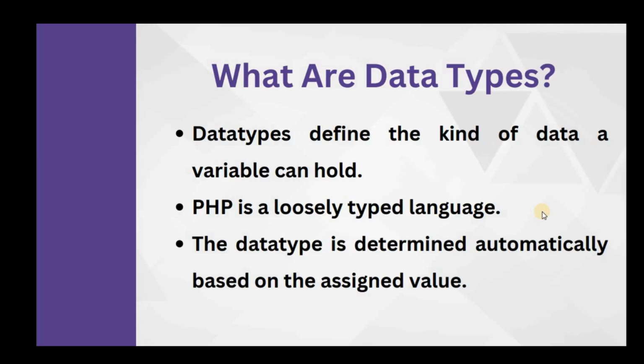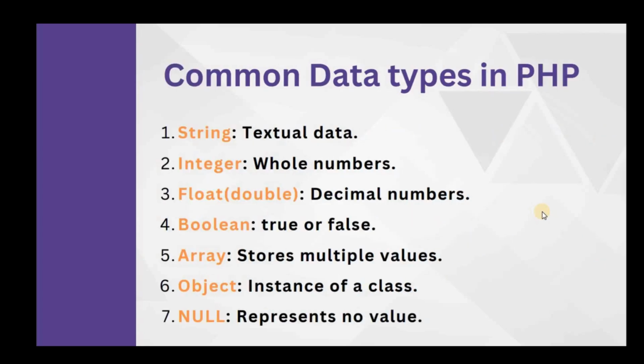Next, we will see the commonly used data types in PHP. First is a string. This string data type is used to declare textual data. Second is the integer. In this data type, we can declare whole numbers, for example 1, 2, -1. In float, also called double, we can declare decimal numbers. In boolean data type, we can declare true or false only.